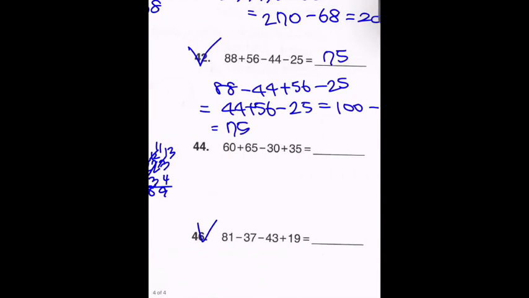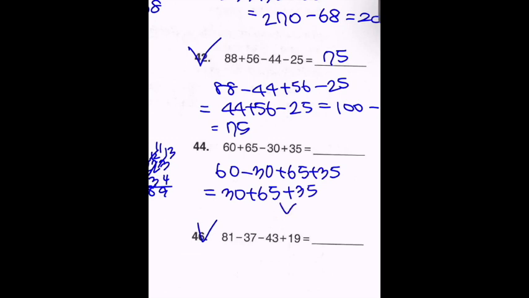And then we'll take a look at problem 44. For problem 44, we have 60 minus 30 plus 65 plus 35. And so that's going to be 30 plus 65 plus 35. And since 65 plus 35 is going to be 100, we're going to do 30 plus 100, which gives us 130.